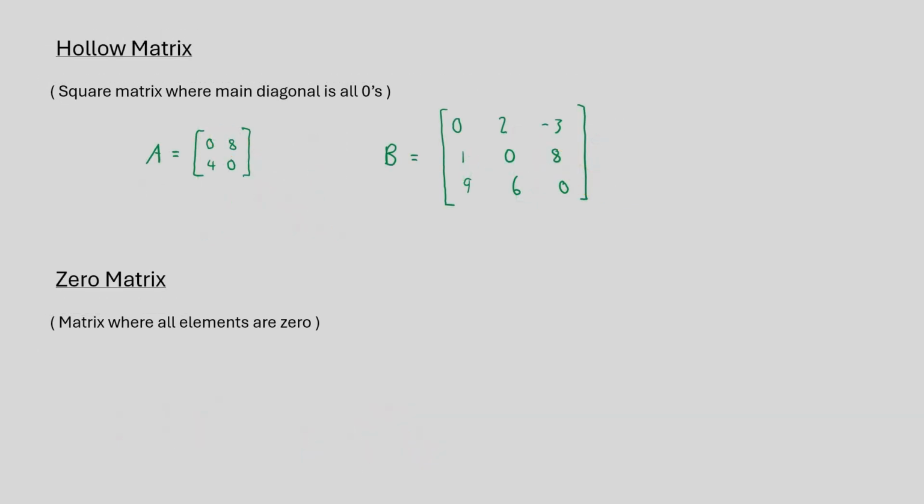Conversely to a diagonal matrix, a hollow matrix is a square matrix where it's the elements in the main diagonal that are 0. Now, if every single element of a matrix is 0, then we call this a zero matrix.